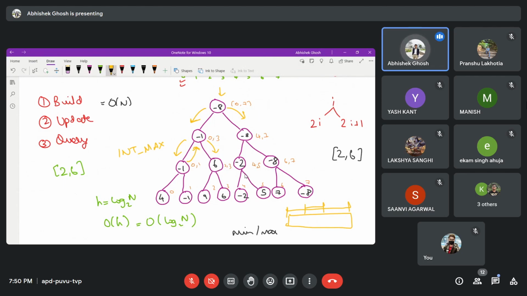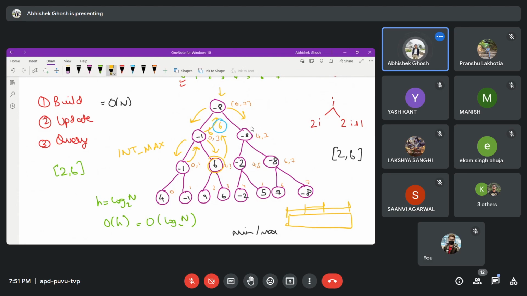So now the right child, 2 comma 3. 2 comma 3 lies completely inside 2 comma 6, right? So I can simply return the value of this node. The value of this node is 6, and I do not make any further calls. So this node is returning 6, and then the parent returns 6 to its own parent. 6 is the value returned by the left part of our root.